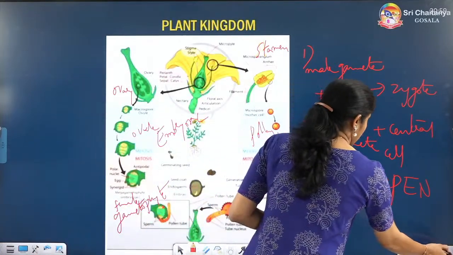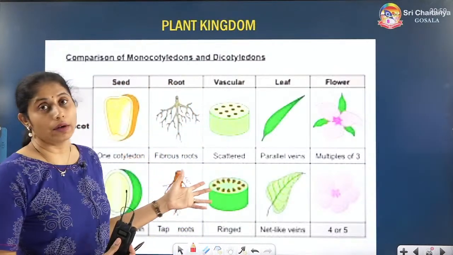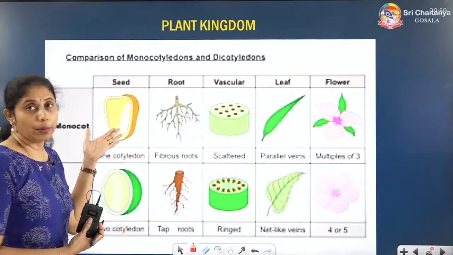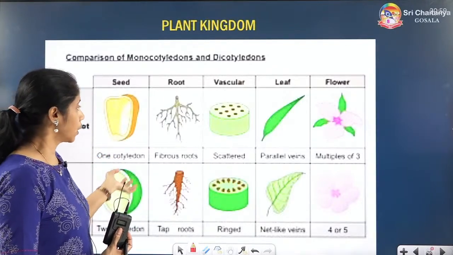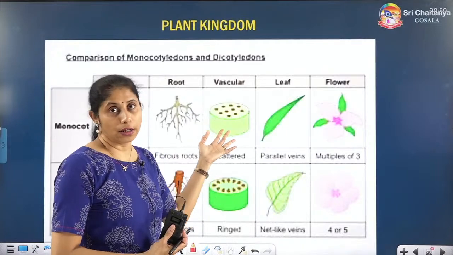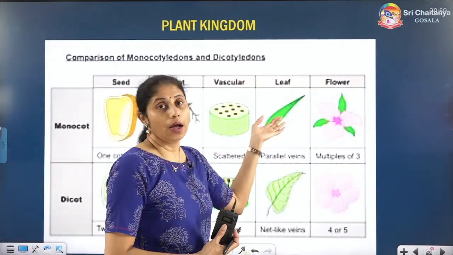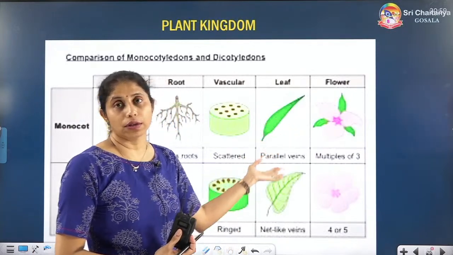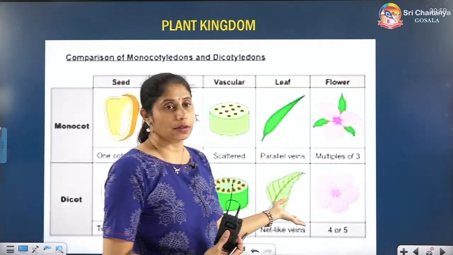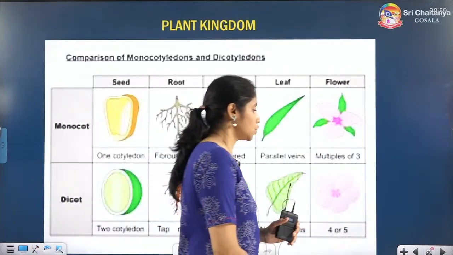Later you will be learning about the life cycles also, and you know the difference between monocots and dicots. Monocots will be having 1 cotyledon, dicots 2 cotyledons; fibrous root system, taproot system; scattered vascular bundles, ringed vascular bundles. About vascular bundles you will be learning thoroughly later. Parallel venation in case of monocots, reticulate venation in case of dicots. Trimerous and tetramerous flowers.